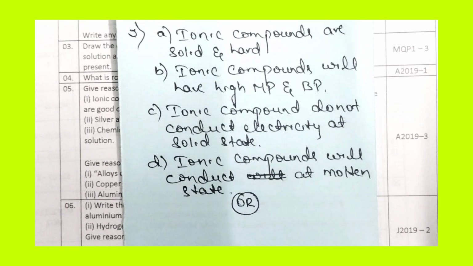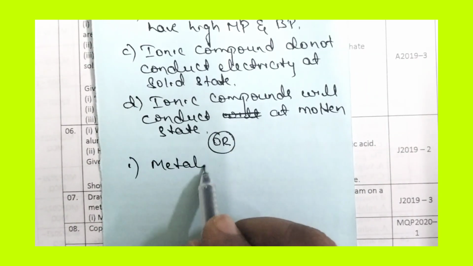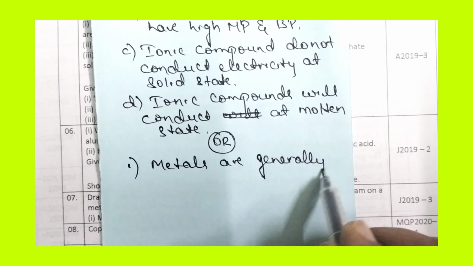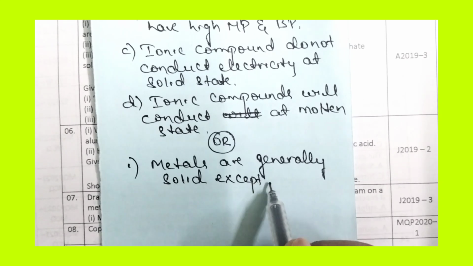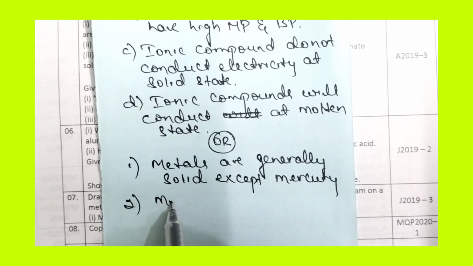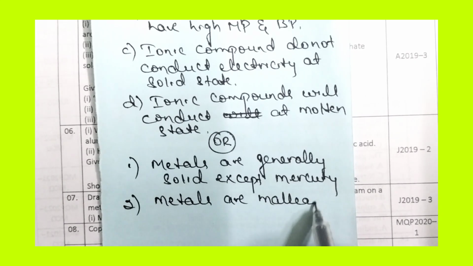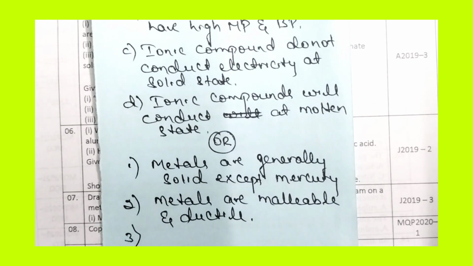Write any 4 physical properties of metals. The first one is metals are generally solid, except mercury. Second, metals are malleable and ductile. That means they can be drawn into thin sheets and into thin wires.